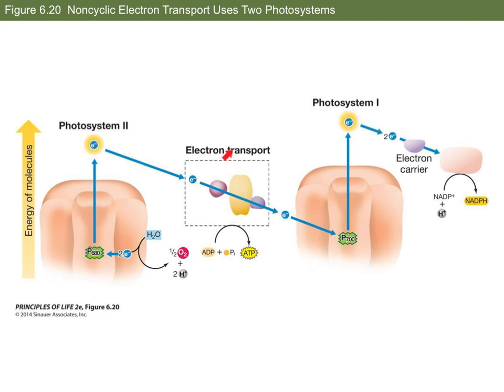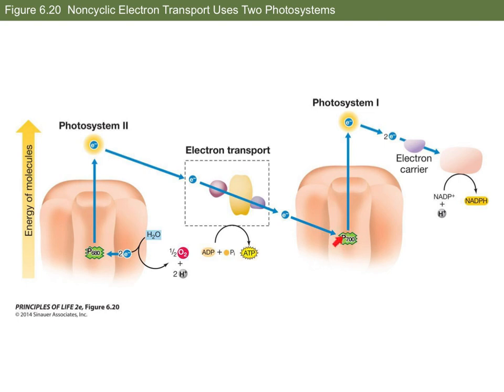Thanks to the hydrogen that was pumped across at B6F, we're creating a hydrogen ion concentration gradient, and then ATP synthase, the exact same enzyme we saw in oxidative phosphorylation, can then produce ATP by phosphorylating ADP as the protons are moving down their concentration gradient.